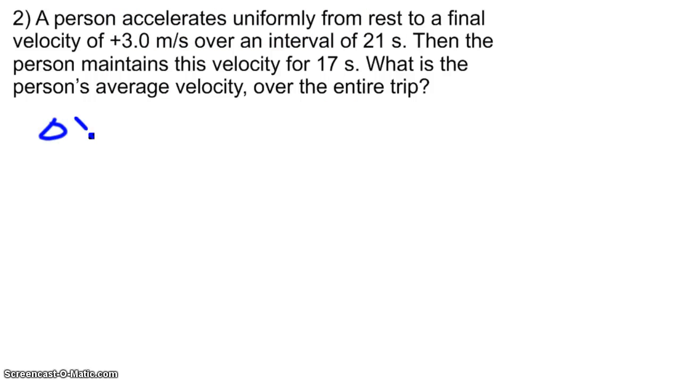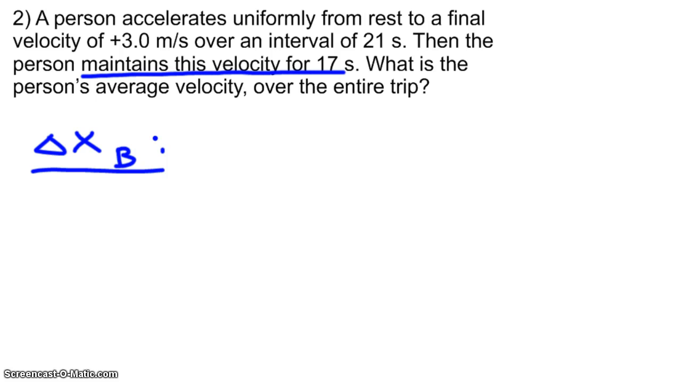Segment B now, let's find the second displacement, delta X sub B. In the second part of the trip, the second segment, the person maintains this velocity for 17 seconds. The velocity she's maintaining, if you read the problem, is the positive 3 meters per second. She gets up to that velocity, and then she maintains it. So there's a constant velocity. I'll even call it V sub constant.